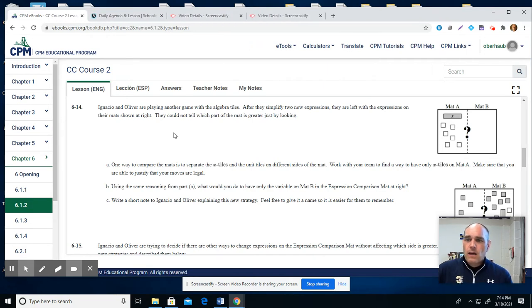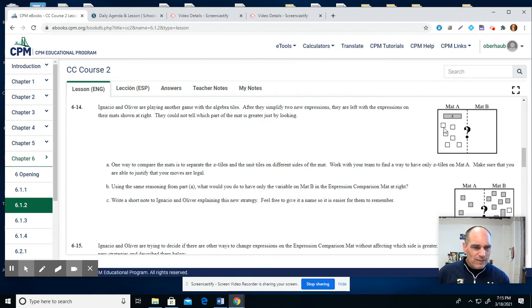All right. So now, one way to compare the mats is to separate the X tiles and the unit tiles on different sides of the mat. So notice we have an X tile, and this is what they're calling the unit tiles. They want to get them on different sides of the mat, all right? And that would help us make a better idea of which side is larger. When they're mixed up, it's hard to tell. So they want to find out a way, so work with your team to find a way so only X tiles are on mat A. So we want to have only X tiles here. Make sure that you're able to justify.